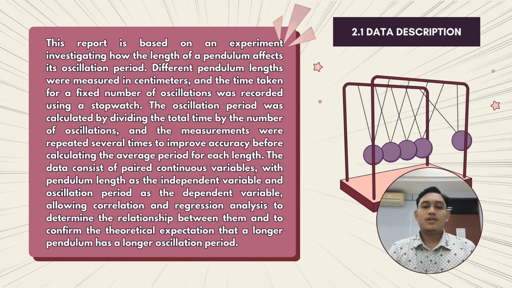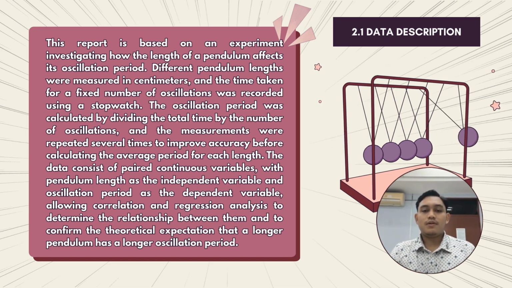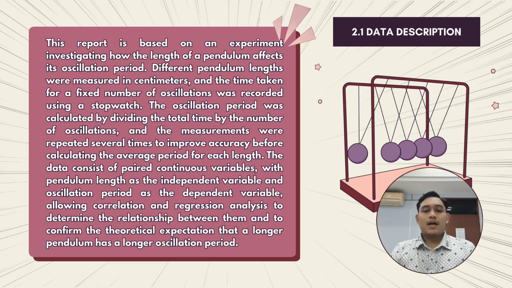We go to chapter 2, which is methodology. Next, we look at the data description. This report is based on an experiment investigating how the length of a pendulum affects its oscillation period. Different pendulum lengths were measured in centimeters, and the time taken for a fixed number of oscillations was recorded using a stopwatch. The oscillation period was calculated by dividing the total time by the number of oscillations, and the measurements were repeated several times to improve accuracy before calculating the average period of each length.